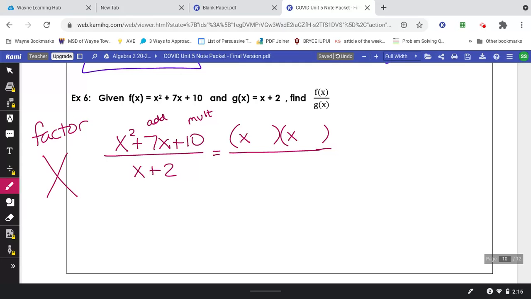So the numbers that work to multiply to 10 and add to 7 would be 5 times 2 makes 10. 5 plus 2 makes 7. Both of those would be positive. And then this x plus 2 at the bottom, we just kind of bring over. Now, because we have an x plus 2 at the top and an x plus 2 at the bottom, those can actually cancel out. And I leave a final answer of x plus 5.